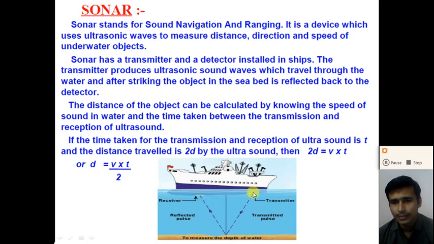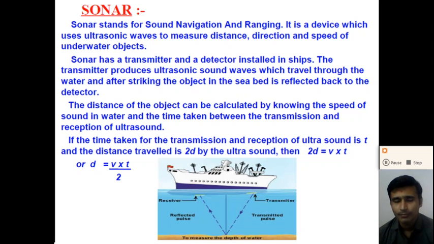Here the ultrasonic transmitter is fitted at the bottom of the ship. This transmitter continuously produces ultrasonic sound waves, right? These waves are transmitted through the water and reflected from the underwater object in the sea, and the reflected ultrasonic sound wave is received by the ultrasonic receiver.